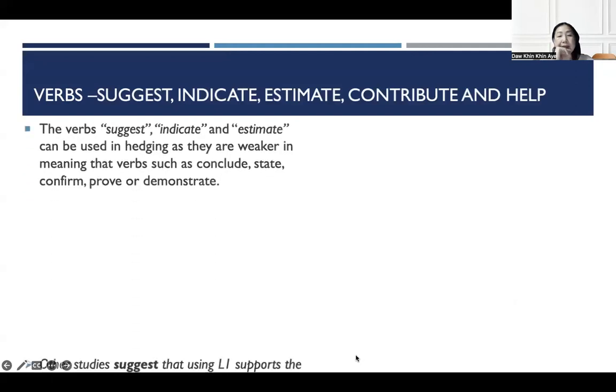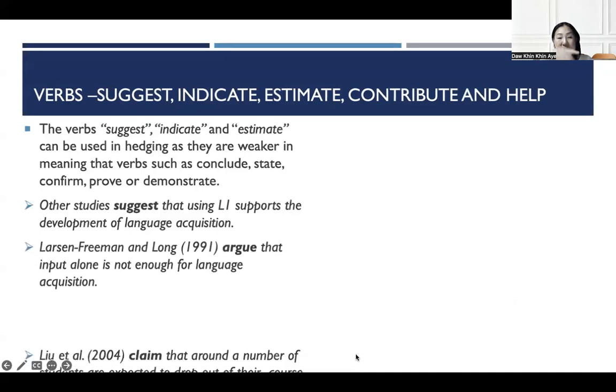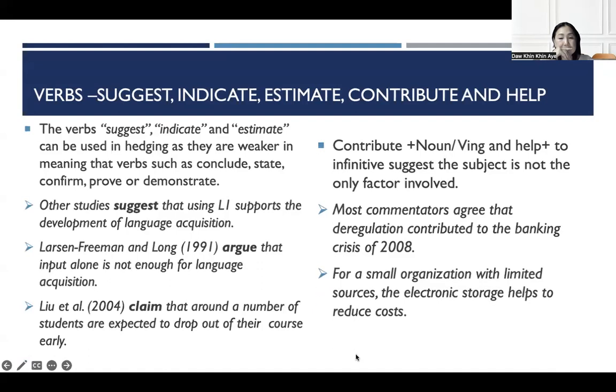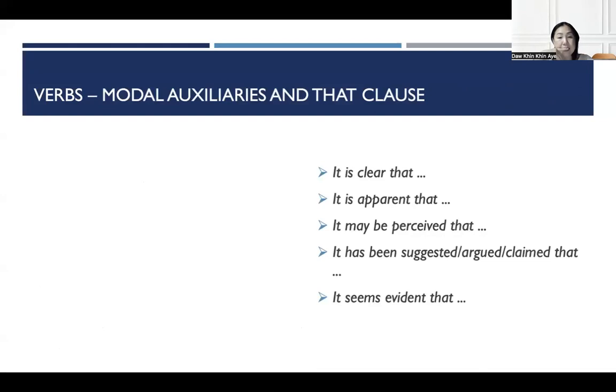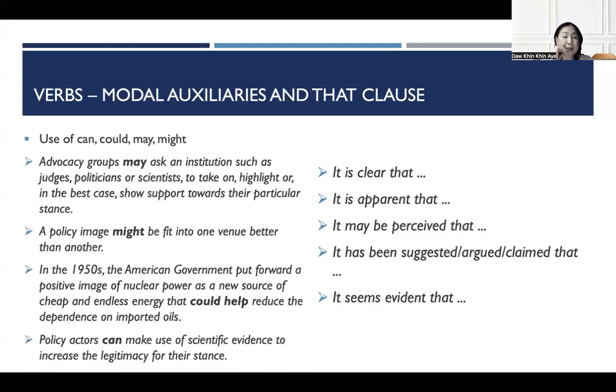Okay, the next one is suggest, indicate, estimate, contribute, and help. The use of verbs and the kind of meaning that they carry, so that you can see the degree of uncertainty. Now, another one is use of the modal auxiliaries, especially can, could, may, might.